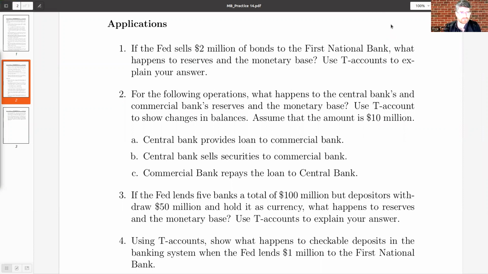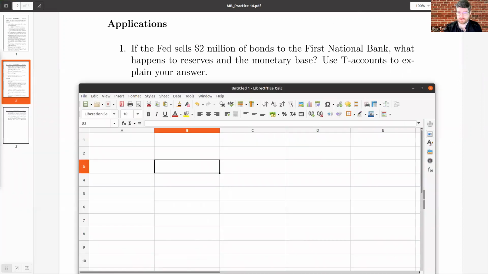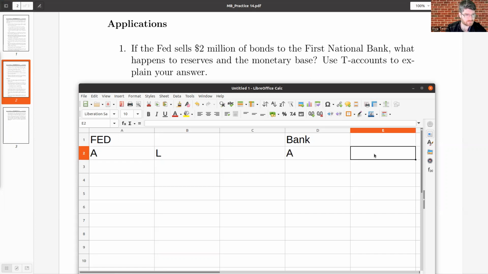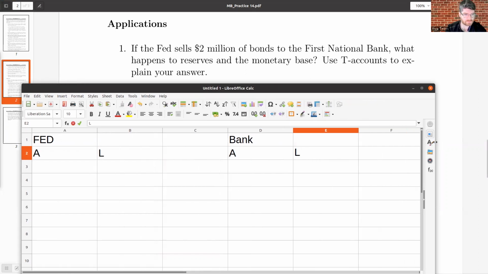It's almost 10:26, so let's start with these applications. Each application we will place in Excel. Here we have two options. The first option is the Fed, which has assets and liabilities, and there is the bank, which also has assets and liabilities. So let me make it larger.